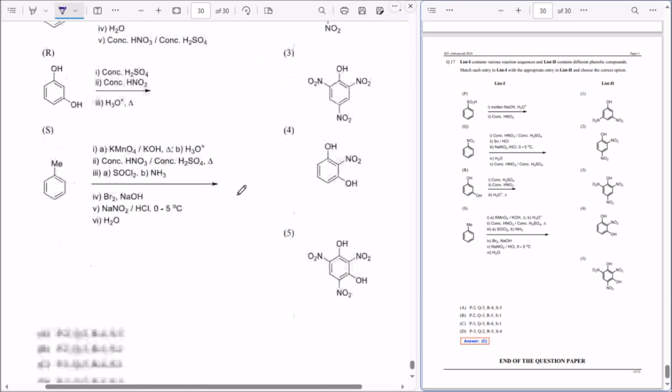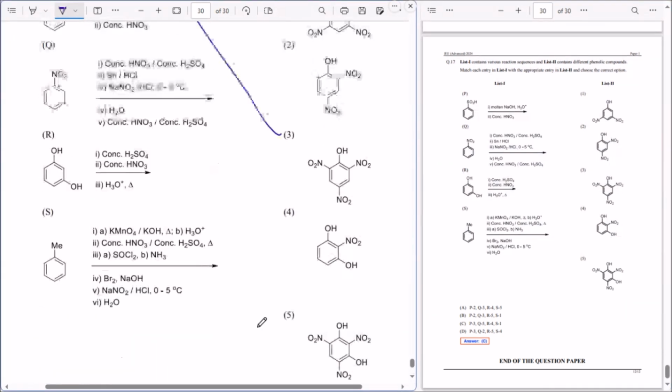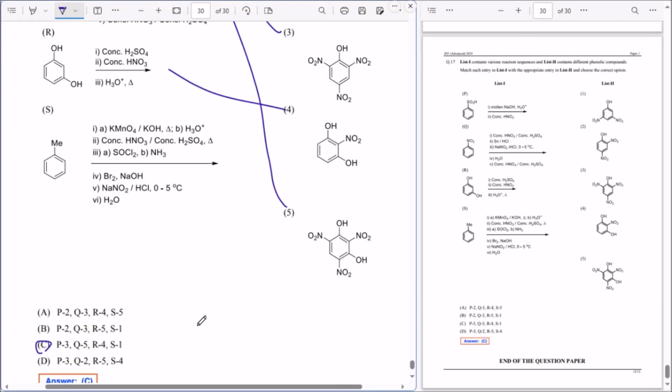The option C is the correct option, students. That is P3, Q5, R4, then S1.